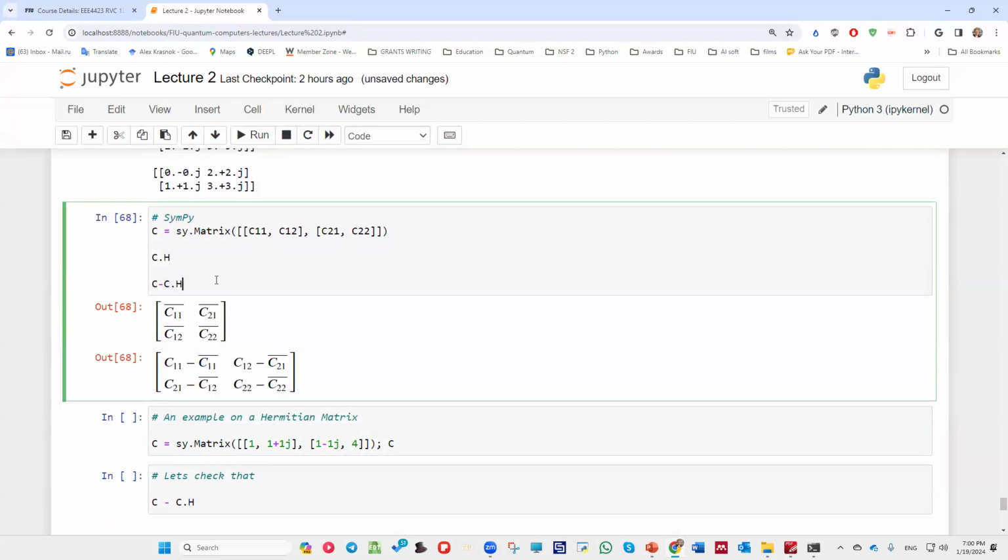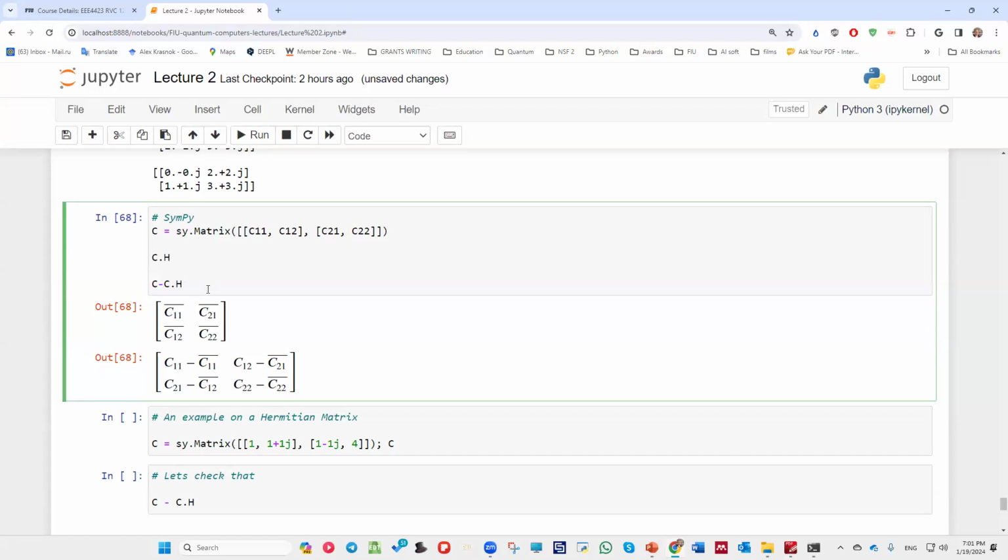For quantum mechanics and for quantum computing, of particular interest are Hermitian matrices. So a Hermitian matrix is a matrix that stays unchanged upon Hermitian conjugation. Okay, so transpose and complex conjugation doesn't change the matrix.